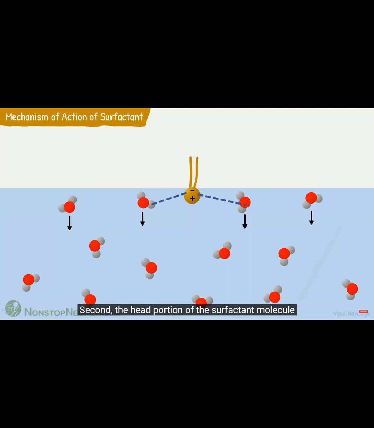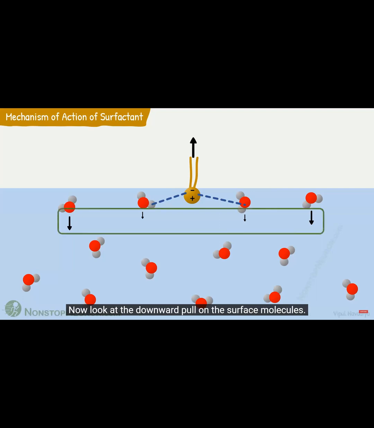Second, the head portion of the surfactant molecule attracts the water molecules near the surface. This attraction opposes the downward pull on these water molecules. Here, surfactant molecule is prevented from going deep by hydrophobic tail. Now look at the downward pull on these surface molecules. It's lesser as compared to that without surfactant. Thus, surfactant reduces tendency of surface molecules to dive deep in the bulk water. This results in reduced surface tension.